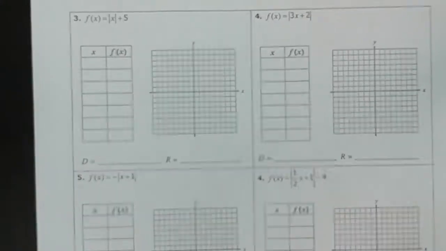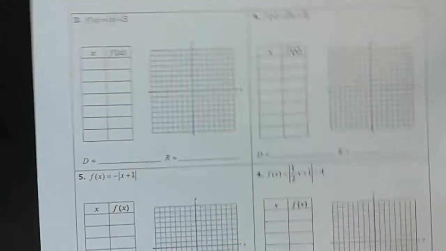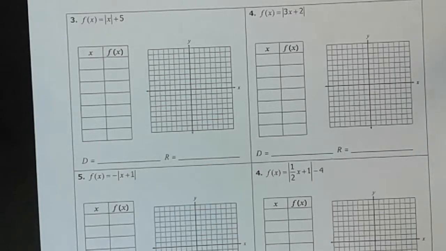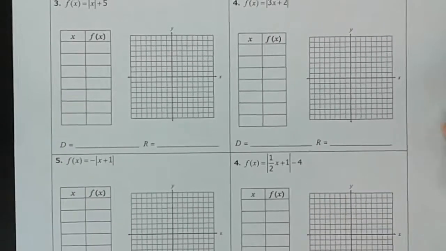All right, here's the second half of our notes for absolute value functions. We learned that absolute value functions look like a V, and our first step is to find where the vertex is and then just graph points from there from our table. So let's take a look at a few of these. I don't think we'll do quite all of them, but let's start with number 4.